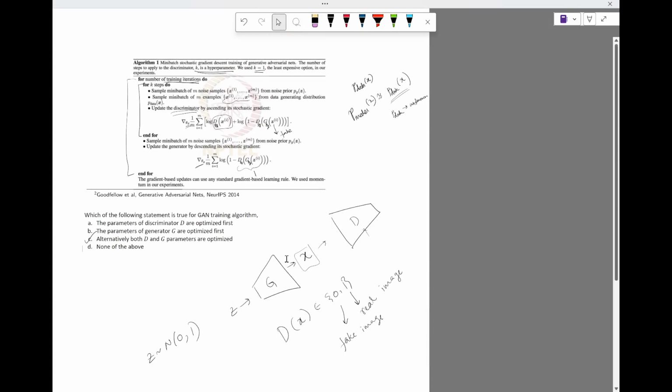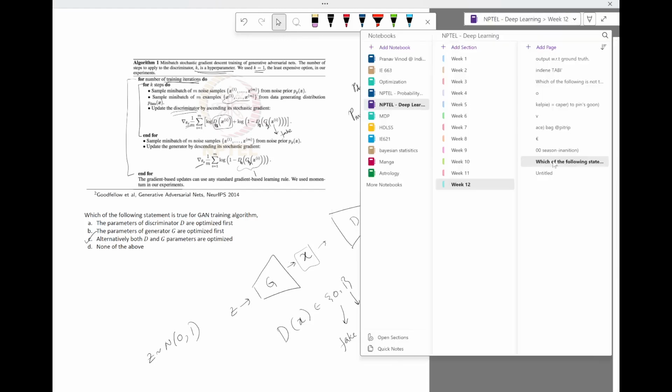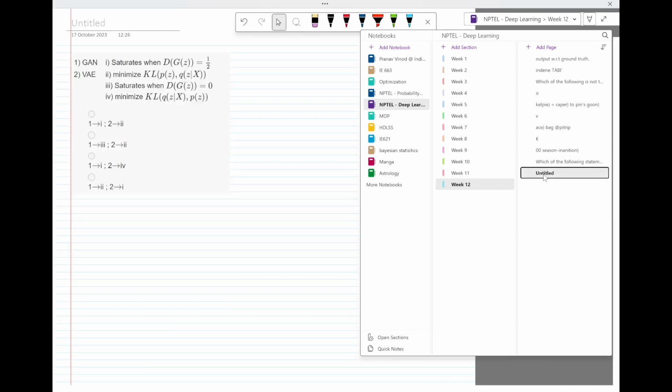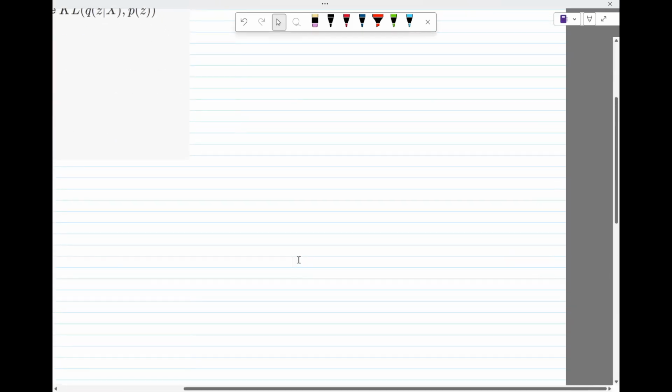Okay, any doubts in this? So the algorithm was given, so we can straight away figure out what is happening in it. Okay, this is kind of the last question.